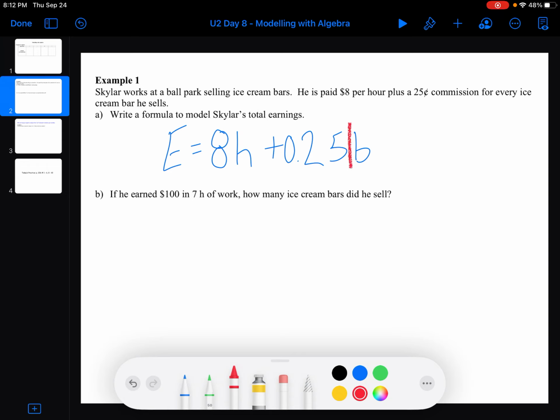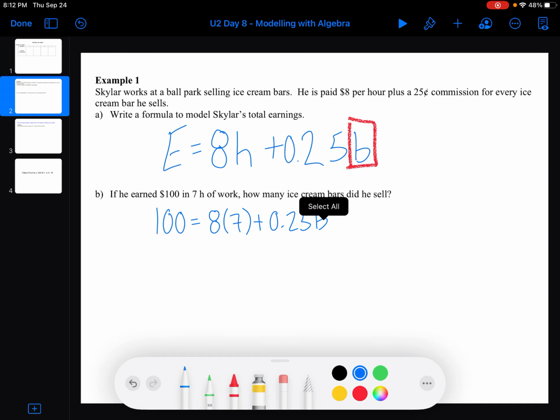So if we look at this, we're trying to solve for B. Now, remembering back, I know that I can sub in first and then solve, or I can rearrange and then solve. For this question, I think subbing in first is probably the way to go. So we're going to have 100 equals 8 times 7 plus 0.25B. Now, I could do one of two things here. I could multiply the 8 times 7 and get 56 and then move it over, which is what I'm going to do, or I could move it over first and then work it through that way.